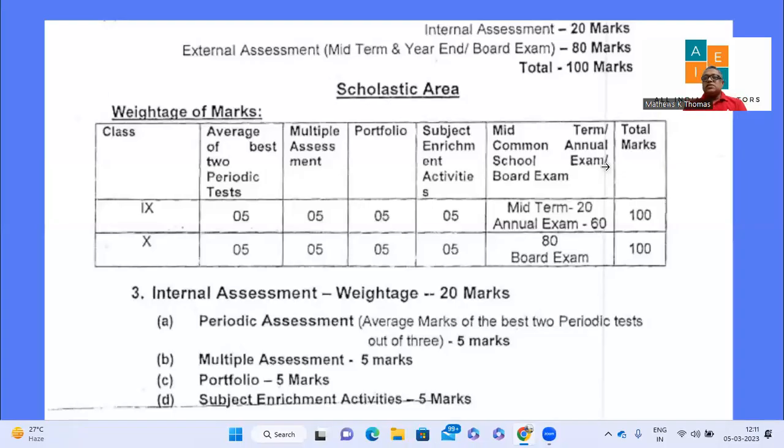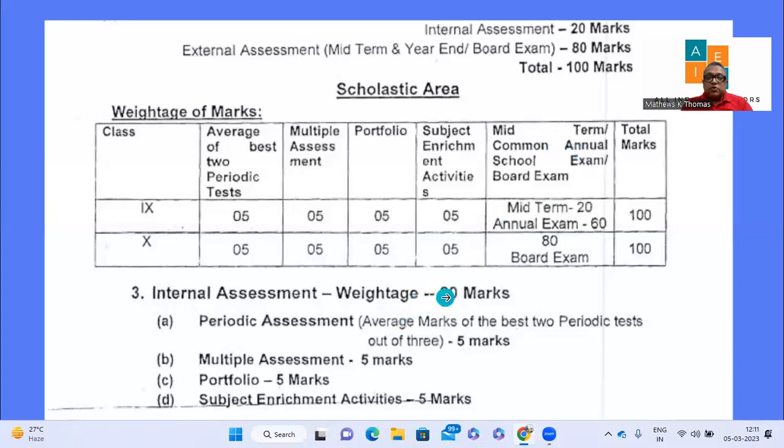So the total marks that you are going to get at the end of the year is 100, and that is 20 of the internal assessments, 20 midterm, 60 annual exam. And when you total up the 20 internal, 20 midterm, and annual exam 60, you are getting 100. And class 10, there is also no change. That is the same pattern. So the periodic test is best of two.